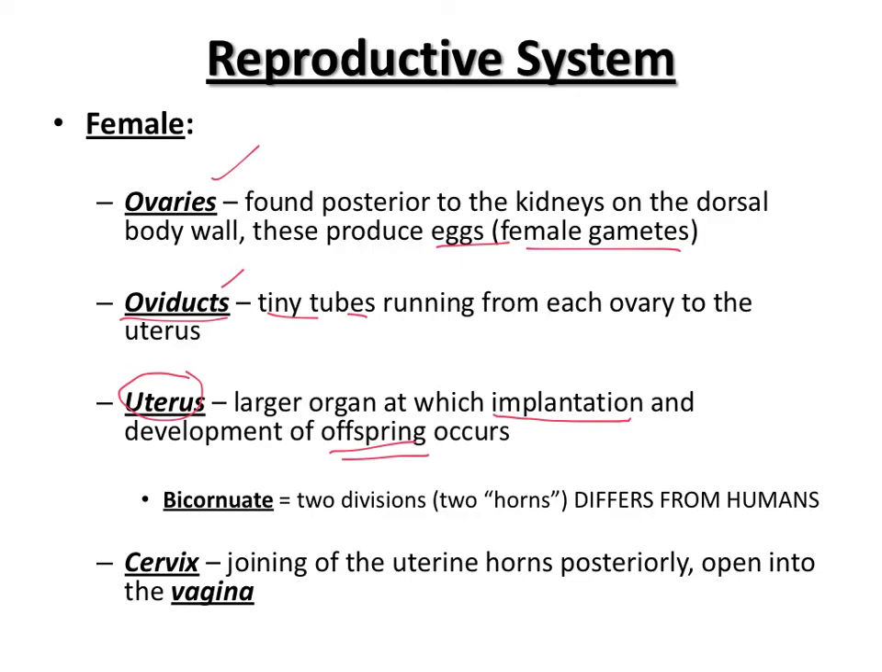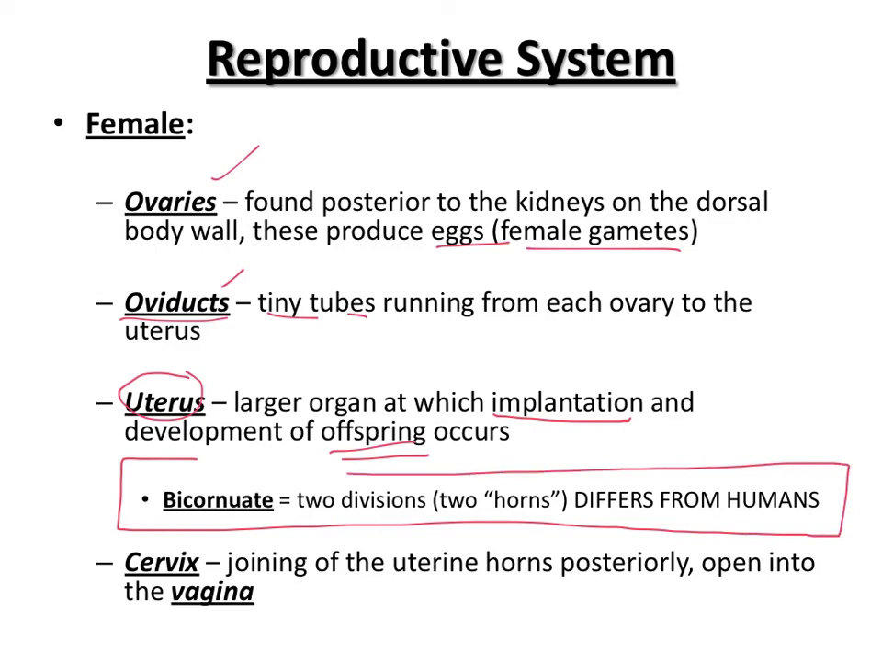In a human, this is basically just like a large open structure where you would imagine a baby would be able to develop. In a mink, it's really important, this uterus has a strange shape, and we call it bicornate. What this means is it has two horns. Whereas in a human, you've got these tubes that come down, and then there's an opening there, a large uterus like this.